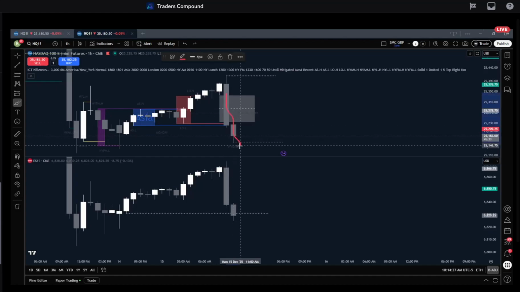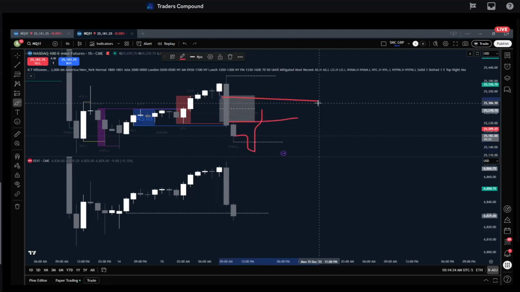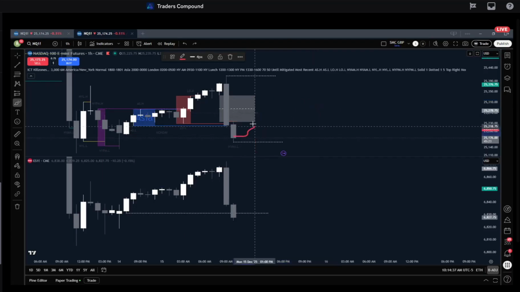Since we're very overextended to the downside, you can wait for price to sweep out the AM session low and then target this hourly gap as a rebound. Or, since we're bearish, you can wait for price to tap this hourly gap first and then target lower for that AM session to continue. So you can either trade the rebalance or the continuation, right? There we go. That's what I got for you guys today.